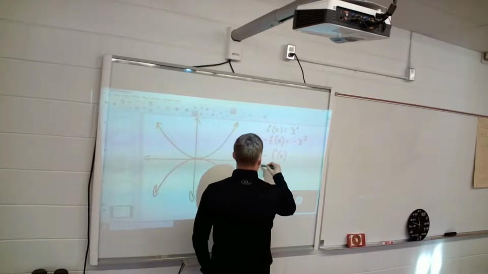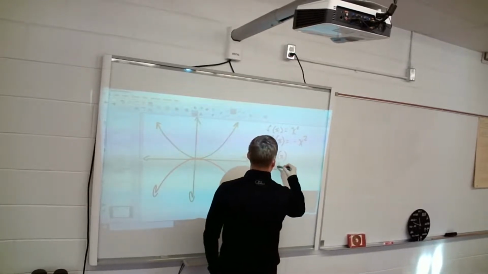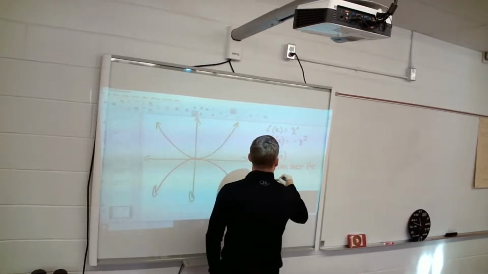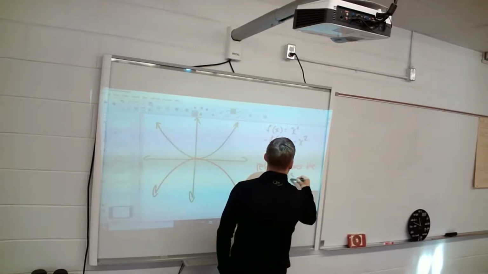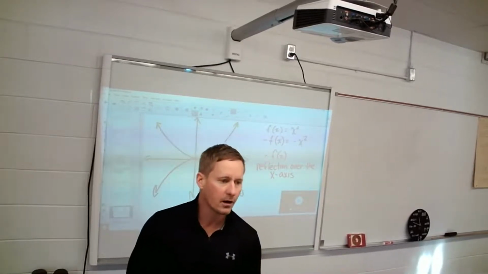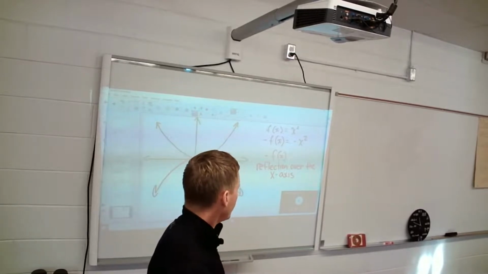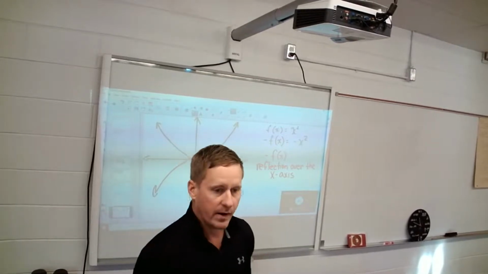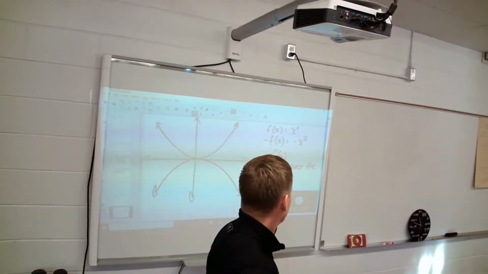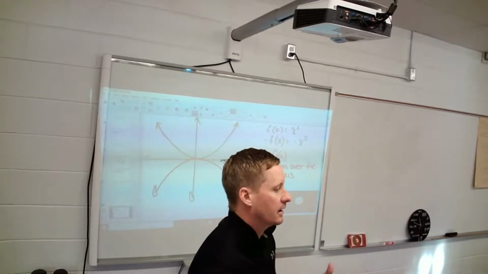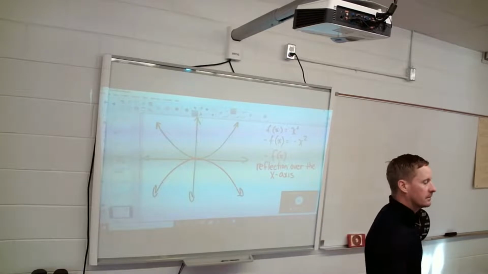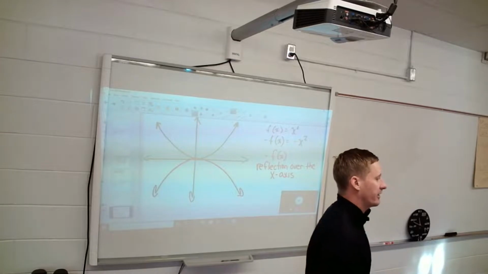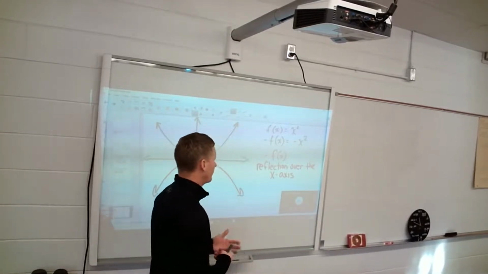This is, write this down, a reflection over the x-axis. So if the negative is in front of the f of x, we reflect it over the x-axis. Now, all that is a different terminology for you. You've done this. This is not new to you. We just haven't explained it in math terms. Today, we're going to explain it a little bit in math terms.